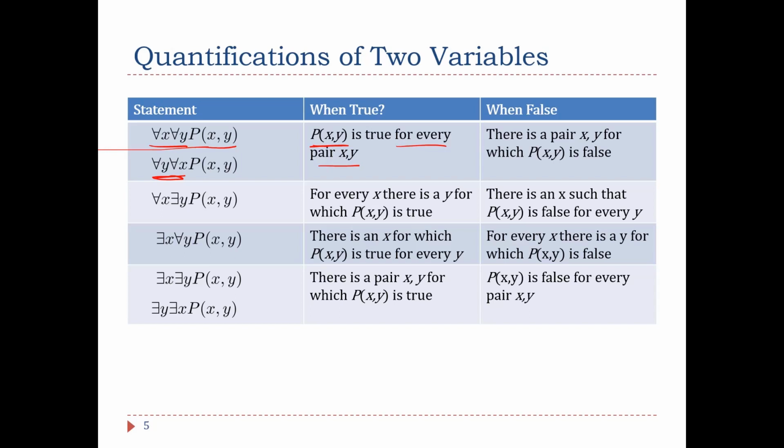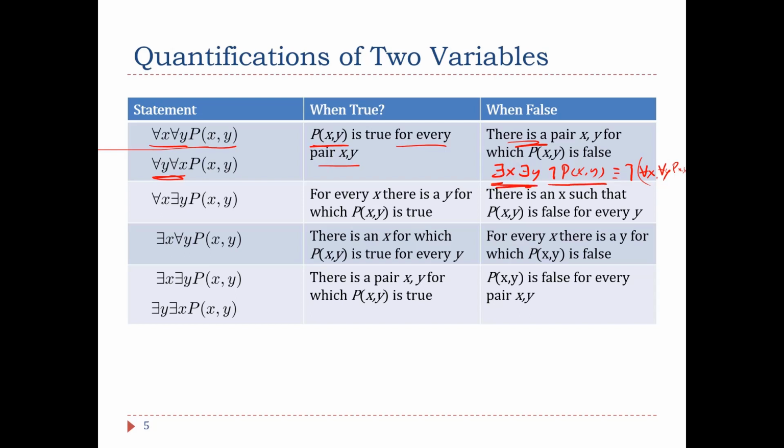It is false when there is a pair of x and y such that p of x and y is false. So it's sufficient to find a pair of x and y such that not p of x and y. This is equivalent to not: for every x, for every y, or for every y, for every x, the property p of x and y is true. So this is equivalent to there exists, and a negation inside.